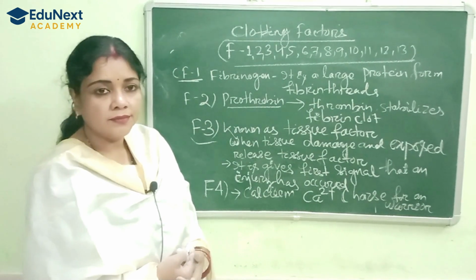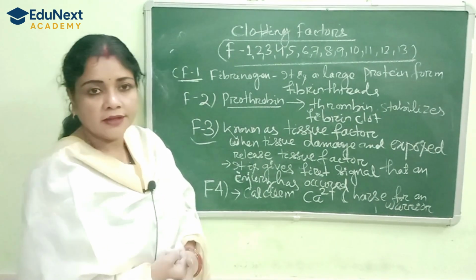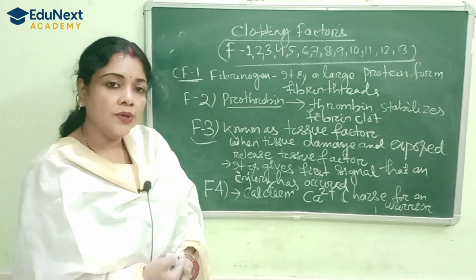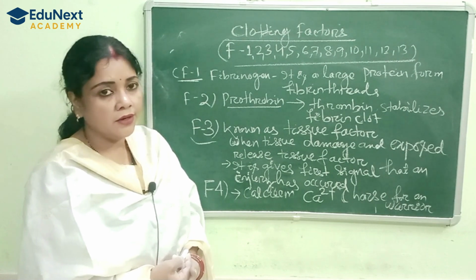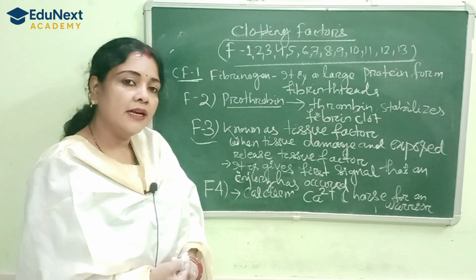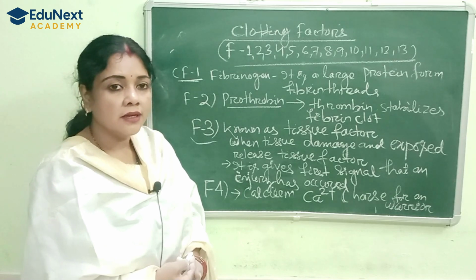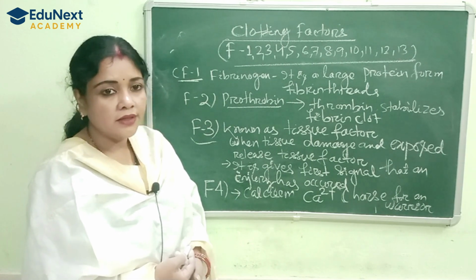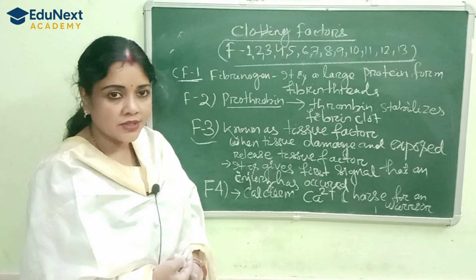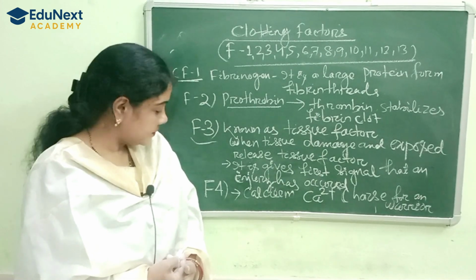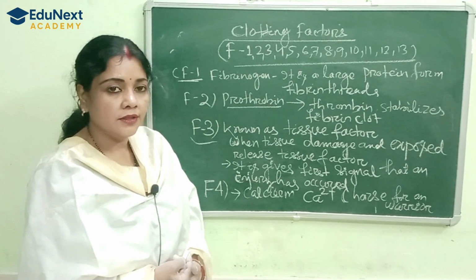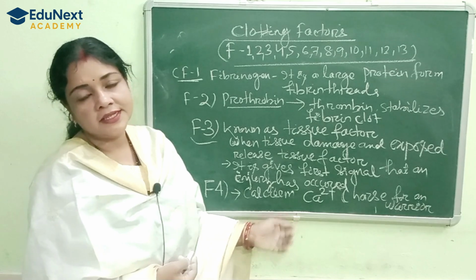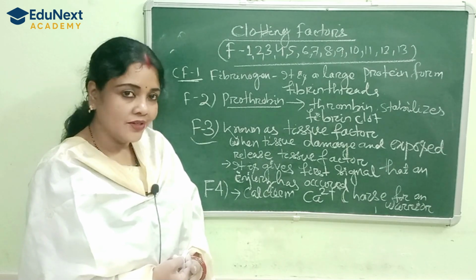The next one is calcium, clotting factor 4. It is not a protein, not an enzyme. It is a very useful mineral, which is required for every clotting process, for every clotting factor also. It acts like a horse for the warrior. You know, whenever there is a battlefield, a warrior can walk or the warrior can ride on a horse. So this clotting factor acts as a horse for a warrior. That means it is a very essential mineral required for clotting factors.